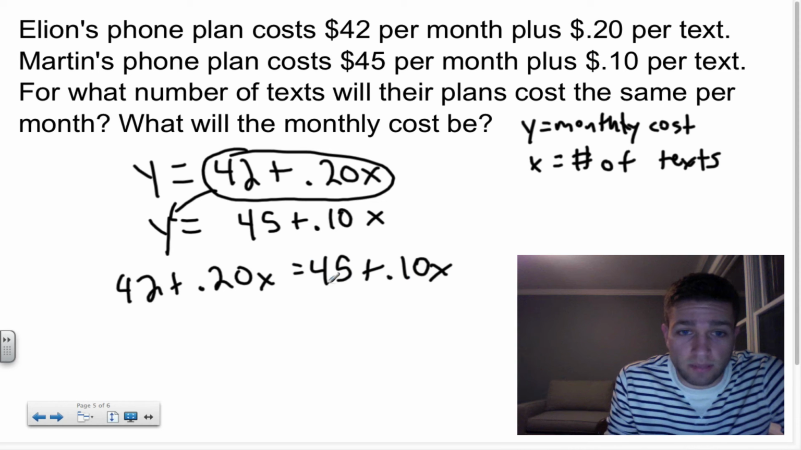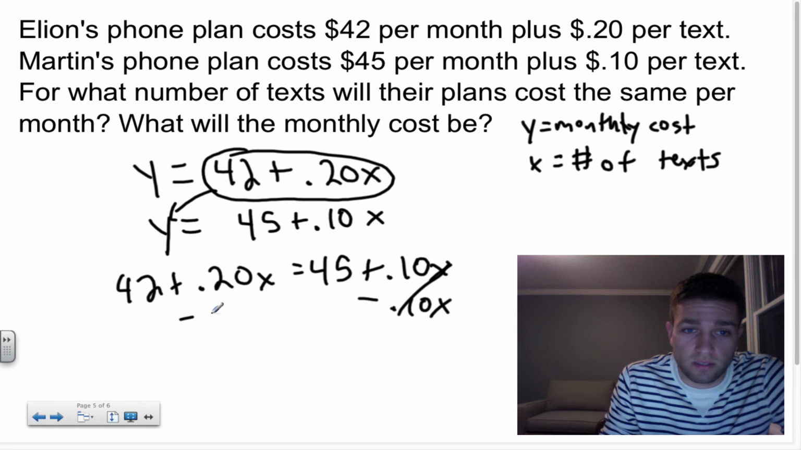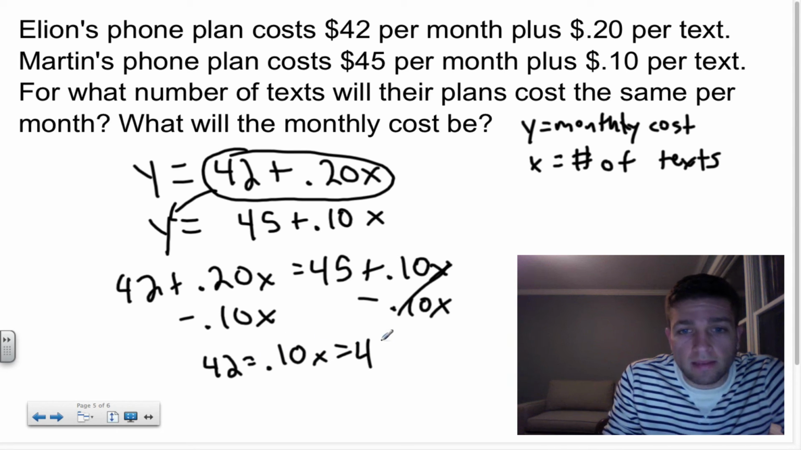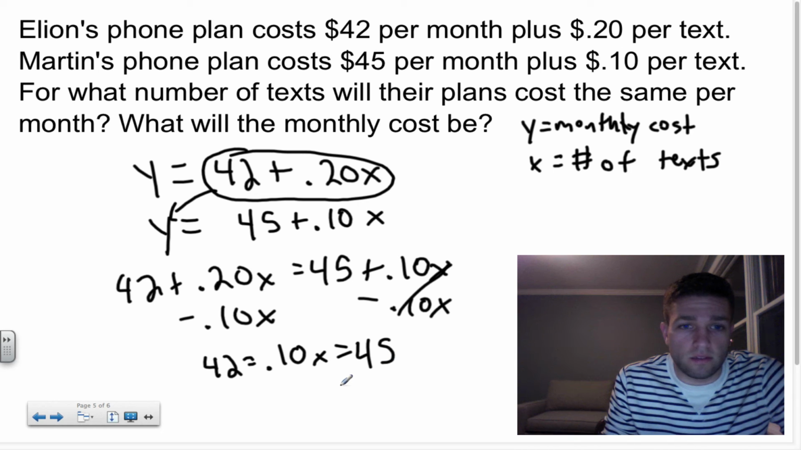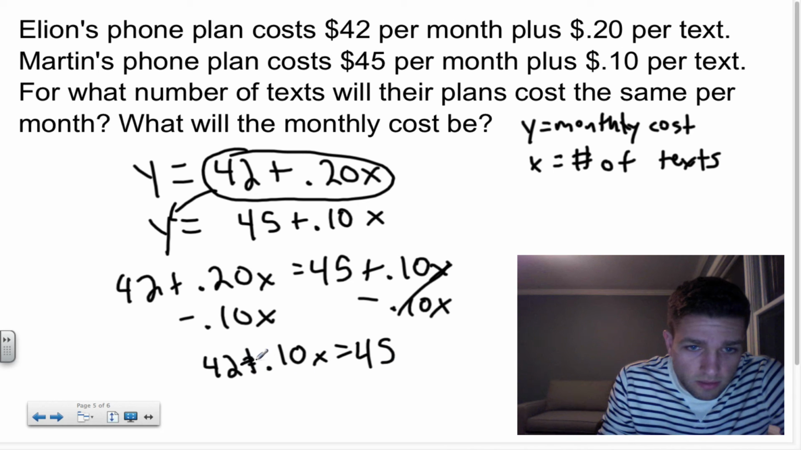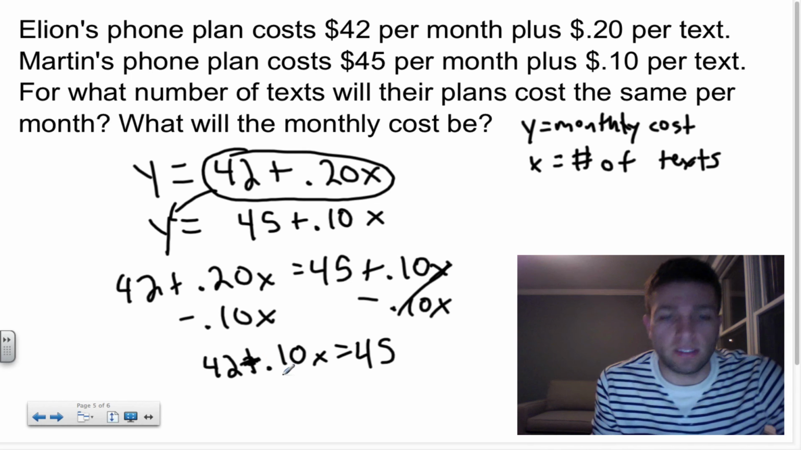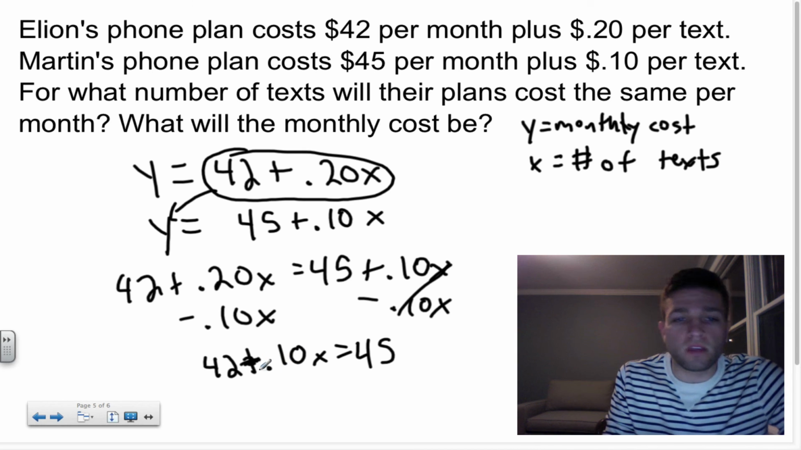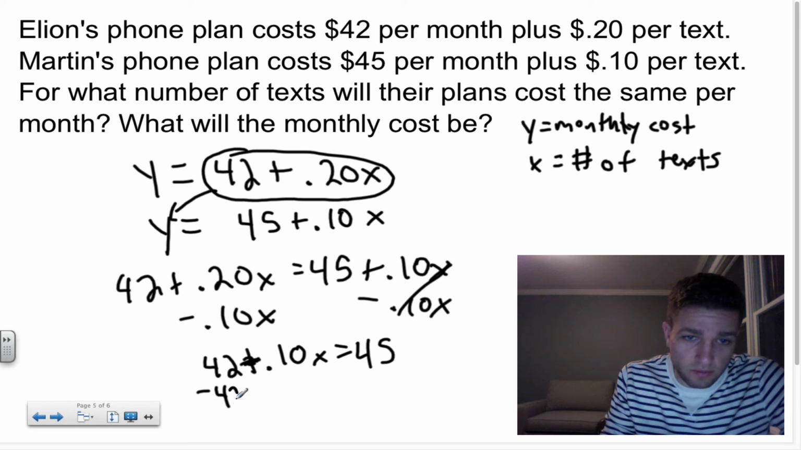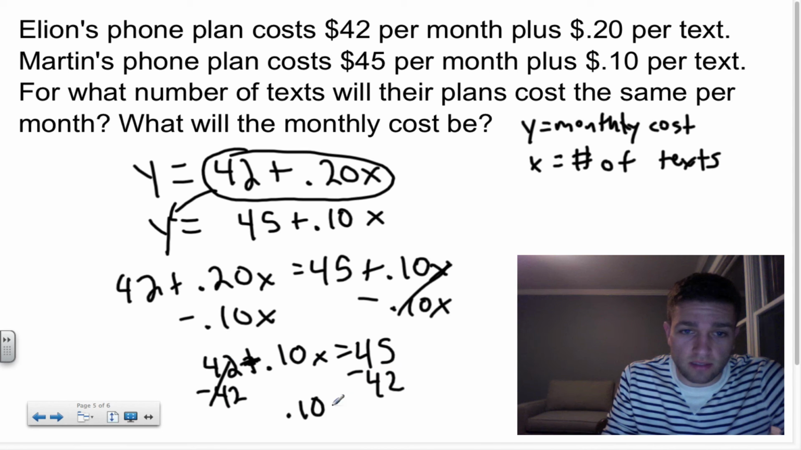What do I need to do? I've got to get all my x's together, so I'm going to take these and move them over here through inverse operations. So now I've got 40 equals 45 plus 10 cents x. Okay, and this should be a plus. Made a little mistake, but good thing I caught it. Now I'm going to get rid of this 45 and bring it over here. So I've got 10 cents x equals 3.